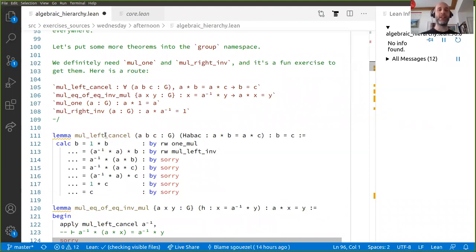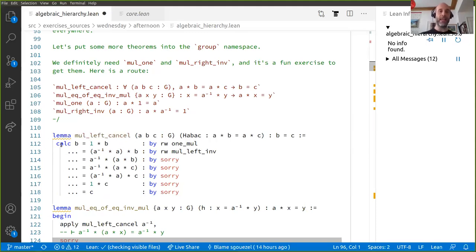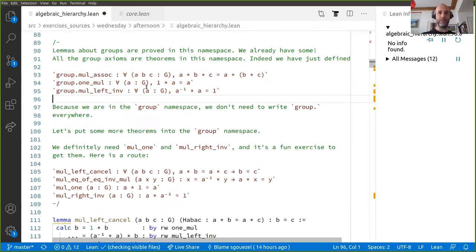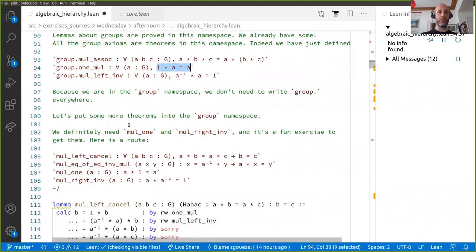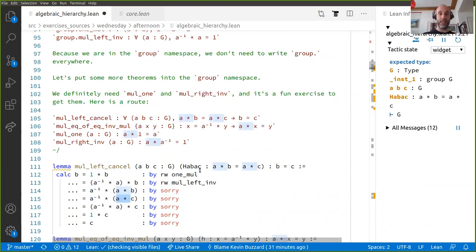We're going to prove mul_left_cancel. If A times B equals A times C, then B equals C. And in contrast to most proofs you might have seen, this is not in a begin-end block. This is a different kind of proof. This is a proof in a calc block instead. So we have this hypothesis that A times B equals A times C, and we want to deduce that B equals C. We're going to do B is 1 times B. That's because that's the axiom we have, right? 1 times A is A. So B is 1 times B, and then you change 1 to A inverse times A. Then you use associativity, and then you change A times B to A times C, because that's our hypothesis.